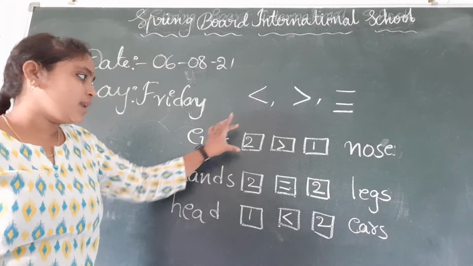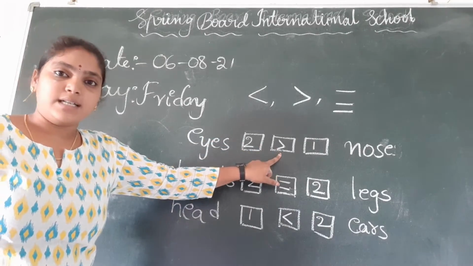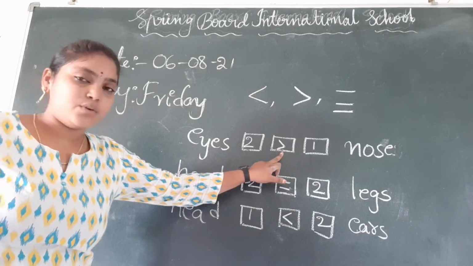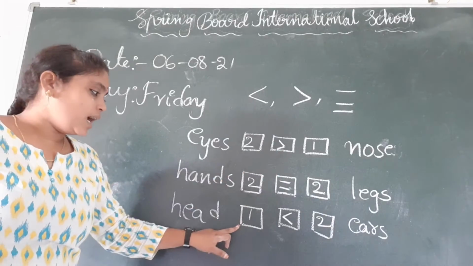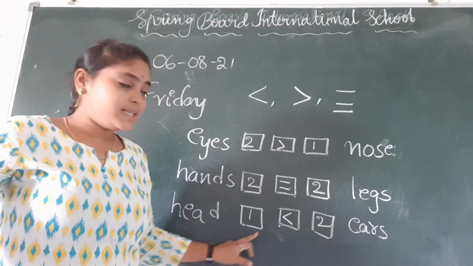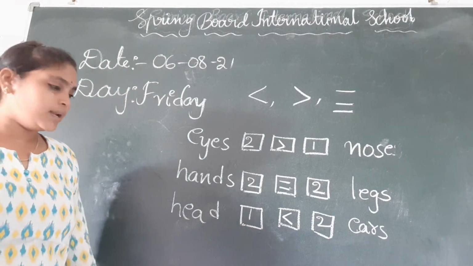So check it, children. If the first number is bigger, you have to place the greater than symbol. Here 2 is bigger, no, children? So you have to place greater than. And here we are comparing 1 and 2. 1 is smaller than 2, so you have to place the less than symbol.